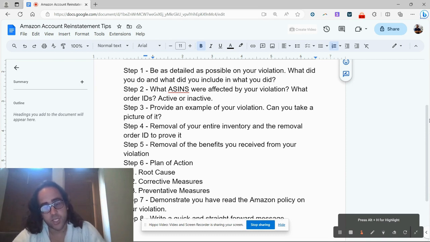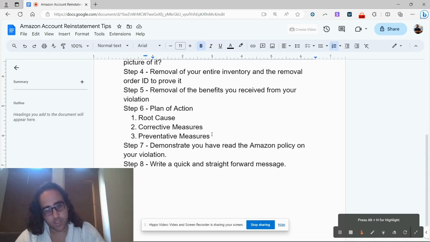Removal of the benefits you received from your violation. So this one's very vague. So in the instance of, let's say the product that you're selling that's against intellectual property protections, what would be removing the benefits? Well, removing the product entirely, never selling it again. That would be removing the benefits. But if you have something else like reviews that you got because you were breaking review rules, you should try and get those reviews removed. And that would be what Amazon wants you to do.